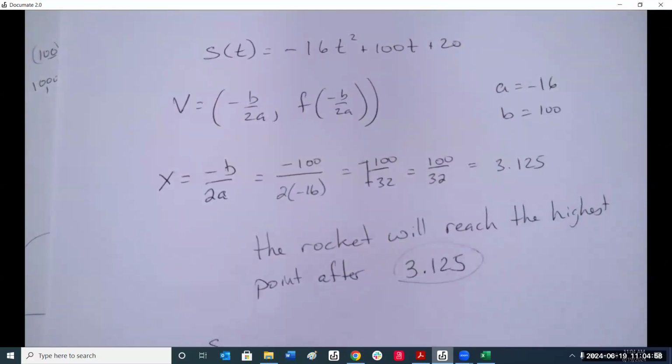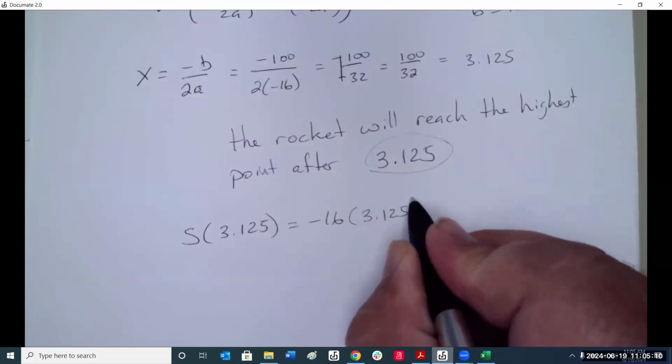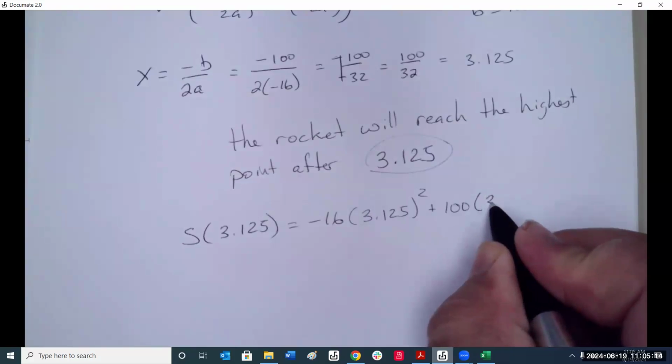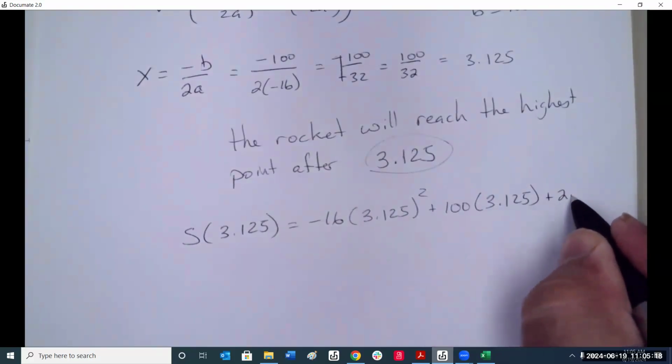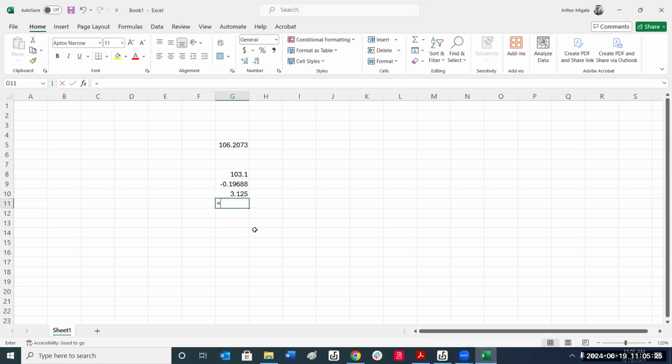Take this value, plug it back in here. We have negative 16 times 3.125 squared, plus 100 times 3.125, plus 20. Negative 16 times 3.125 to the power 2 plus 100 times 3.125 plus 20.